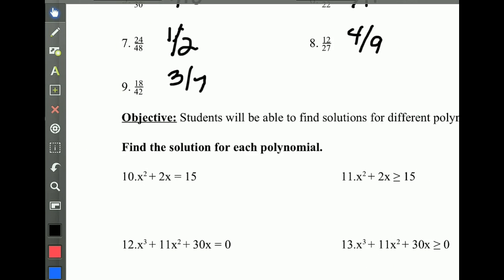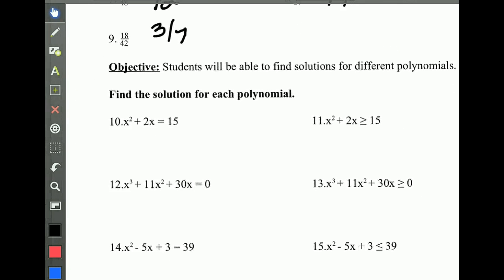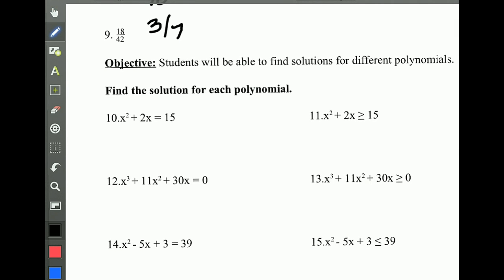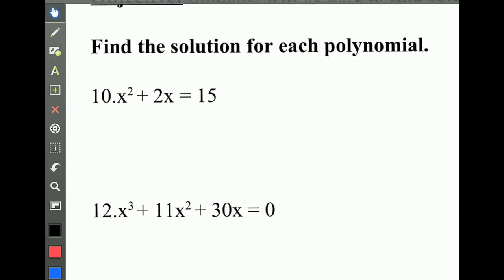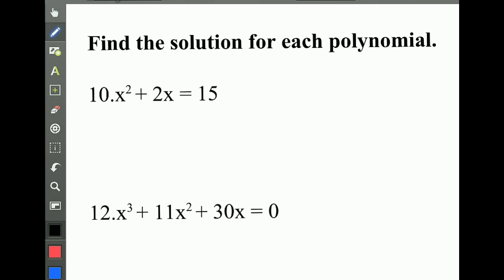So you also need to know how to obviously solve quadratic equations, which we've been doing for a long time. Just a little bit of a review. So you always need to have that set equal to 0. So you need to bring that 15 over. You would have x squared plus 2x minus 15 equals 0. Then you're going to factor and solve.